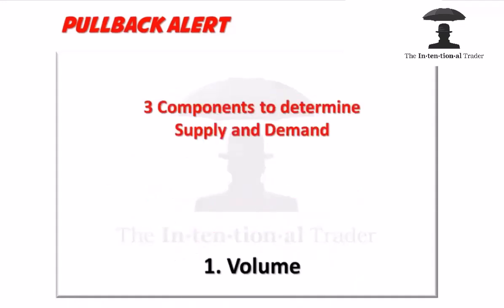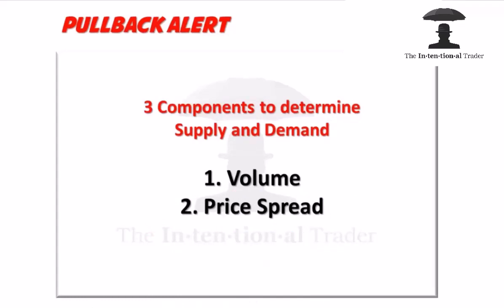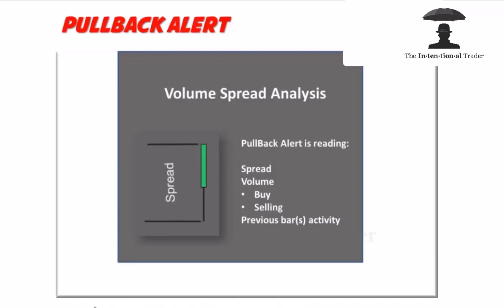So the three components to determine supply and demand are volume, the spread of price, and the close of price, all within a single bar relative to previous bars. The spread of a bar is the very high and the very low of that bar. The quantity of the volume coming into the bar is not as important as what type of volume, the buying and selling volume, relative to the previous bar's activities.